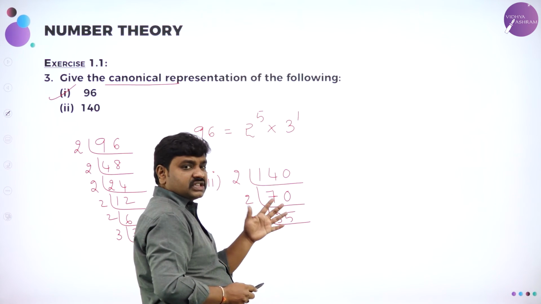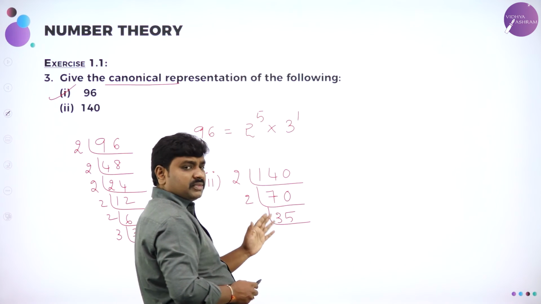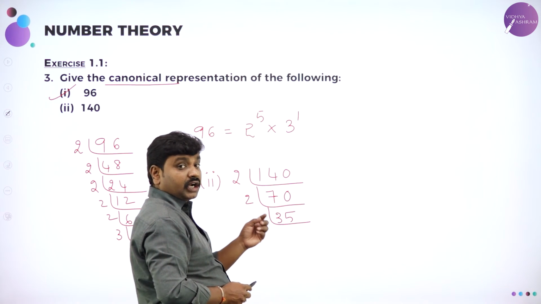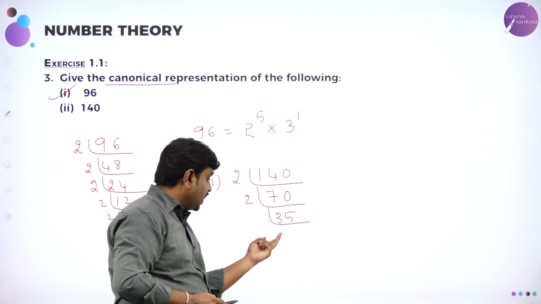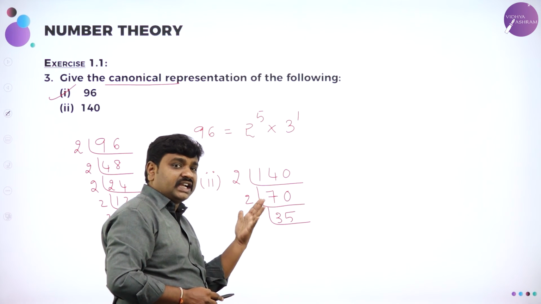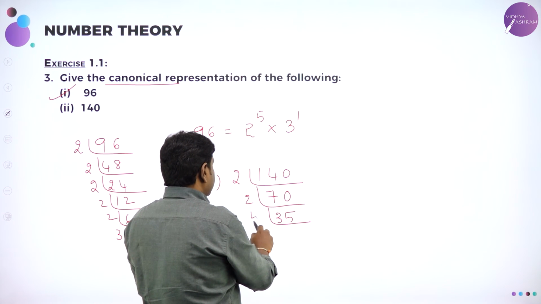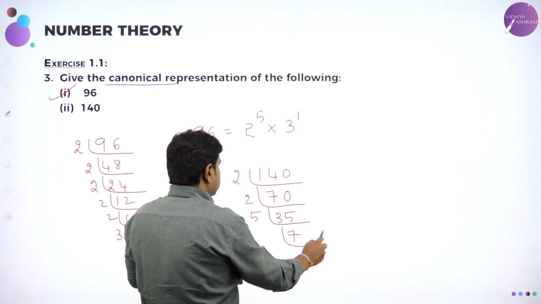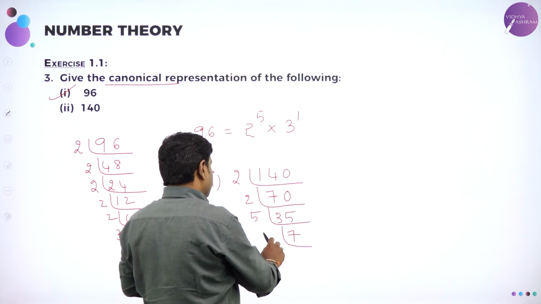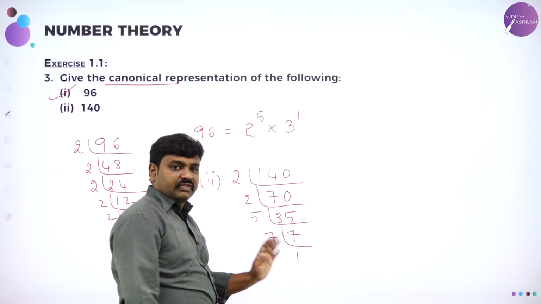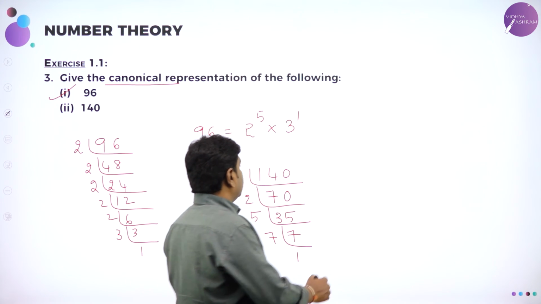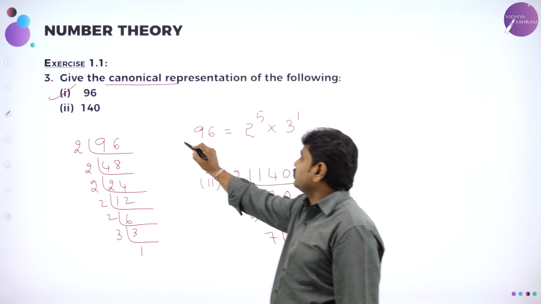Again this 35 is not divisible by 2. At the same time, it is not even divisible by 3. I told you how to check whether it is divisible by 3. Add these two numbers. 3 plus 5 is 8. 8 is not divisible by 3. So 35 is also not divisible by 3. Then definitely it is divisible by 5. 5 7s are 35. And 7 is divisible by only 7 because it's a prime number. 7 1s are 7.